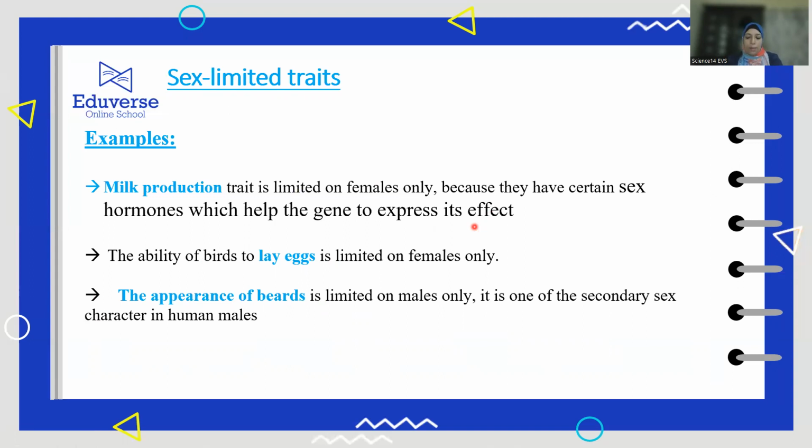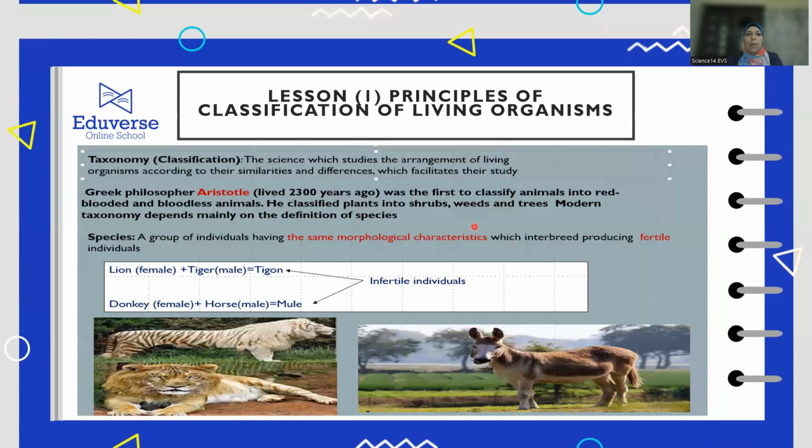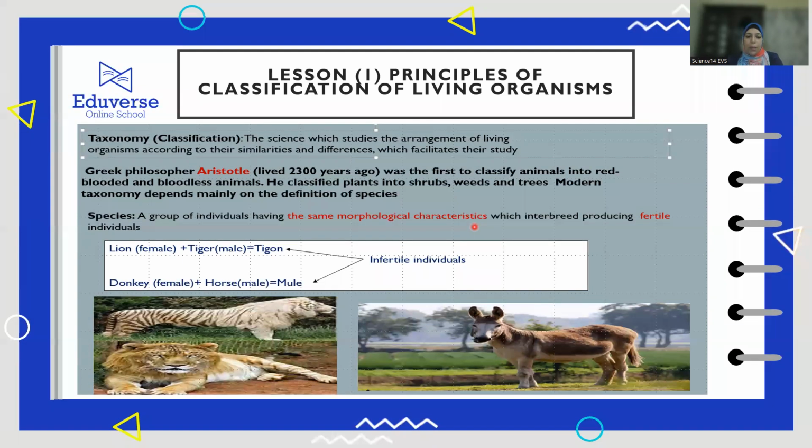Let's start the second unit, taxonomy. Firstly, we need to know what's meant by taxonomy. Taxonomy is the science which studies the arrangement of living organisms according to their similarities and differences to facilitate their study. There have been many trials by different scientists to classify the organisms. The first one who tried to classify the living organisms was Aristotle.